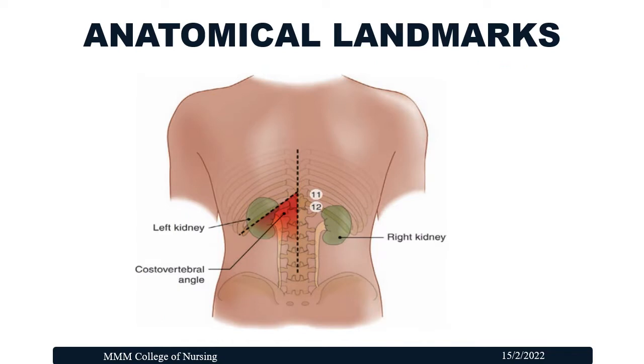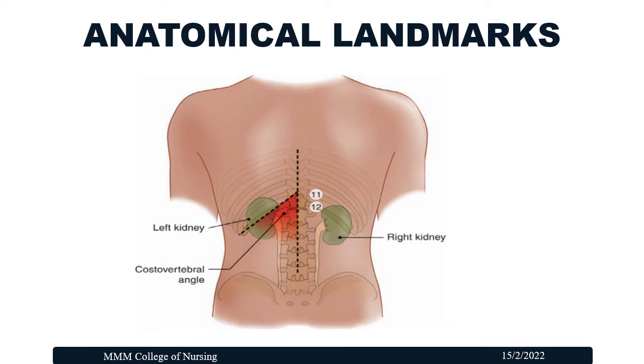Now let's look at the anatomical landmarks of the back. The costovertebral angle. It is the acute angle that's formed on either side of the back between the 12th rib and the vertebral column.